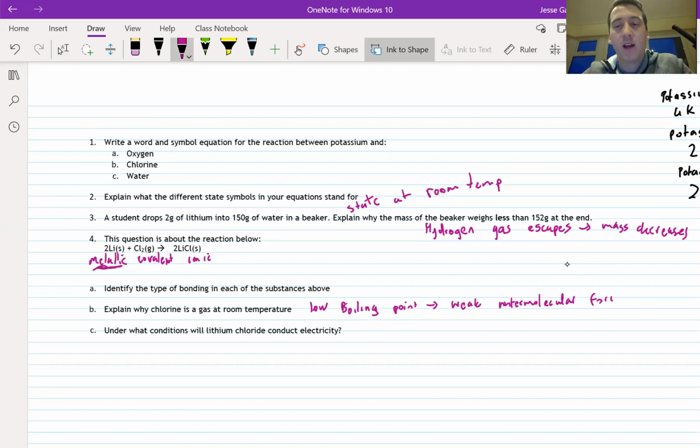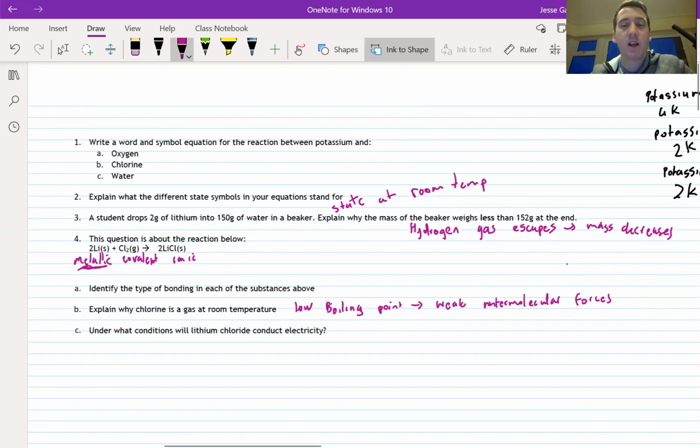So chlorine has weak intermolecular forces because it's a pure covalent structure. And if it's got weak intermolecular forces, then it doesn't need much energy to overcome them and to allow the molecules to spread apart from each other and to turn into a gas. So weak intermolecular forces, if you mention that, then I'm pretty happy.